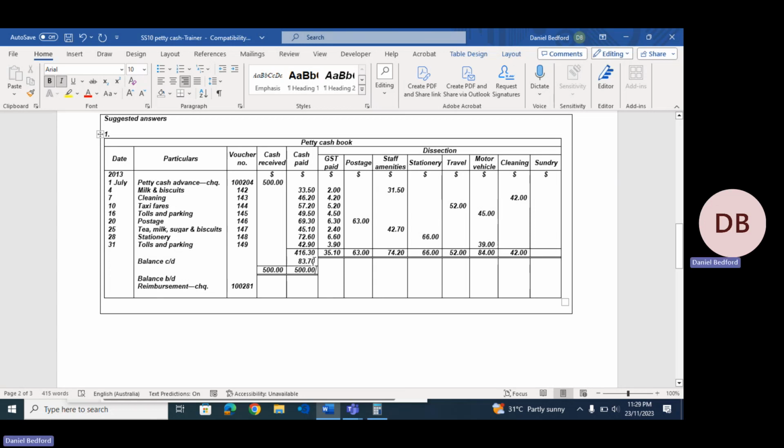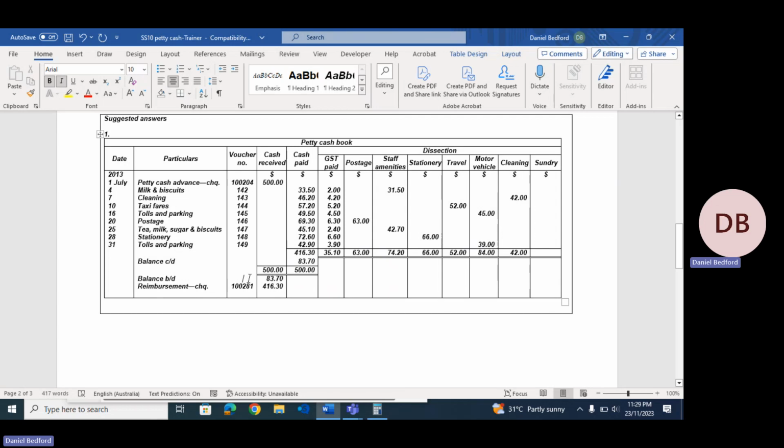Now this is the weird part. So we go balance brought down now. You bring it over here. And then we record how much money we're going to reimburse. So what we're saying is we need to put another $416 back into the tin to bring it back to 500. So we take $416 of receipts out and we put $416 of cash back in to bring us back to 500. And it almost looks like it's been flipped over, doesn't it?